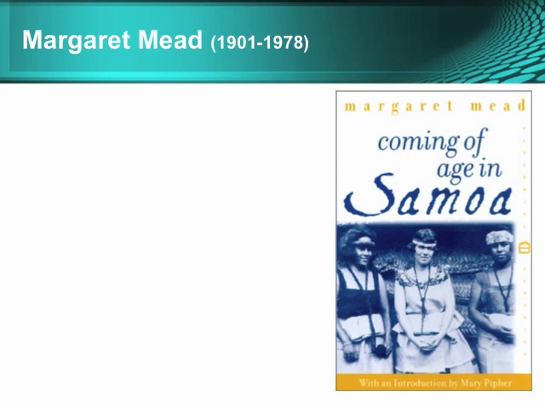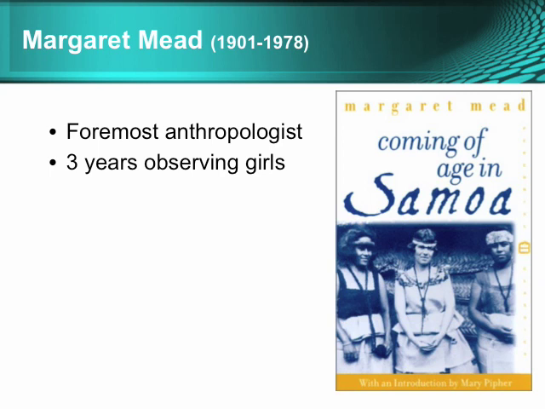So, Margaret Mead was a foremost anthropologist, and she spent 3 years observing girls in Samoa. And she advanced the idea of cultural determinism. So contrast that to what we heard just a moment ago about biological determinism and G. Stanley Hall. So she took an opposite point of view. And she said that the extent to which adolescence might be more or less stormy and sexual development more or less problematic differed from one culture to another. So she thought that human behavior could be explained exclusively in cultural terms.